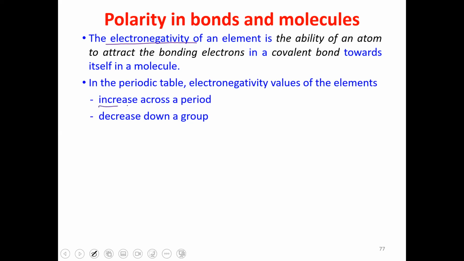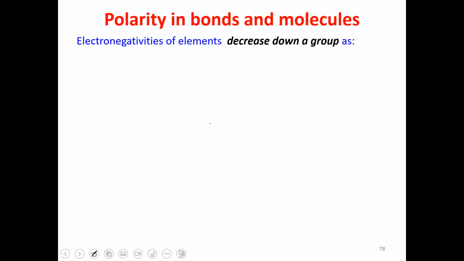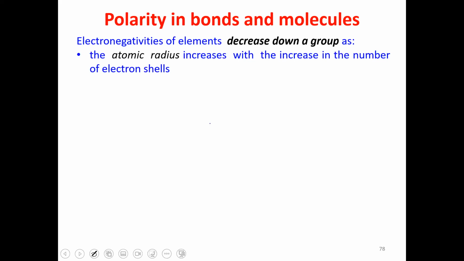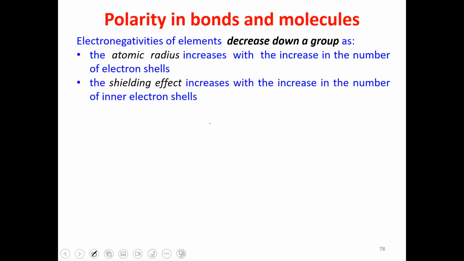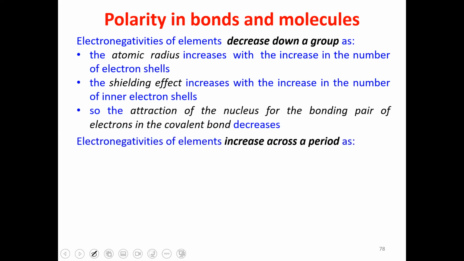Okay, what are the two famous trends of electronegativity? Look at the two important trends. It increases across a period and decreases down a group. Now this is the sample here. Electronegativity of an element decreases down the group. Why? Again the theory questions: atomic radius increases, shielding effect increases down the group, and the attraction of the nucleus for the bonding pair decreases. These are the three reasons for the decreasing trend in electronegativity.